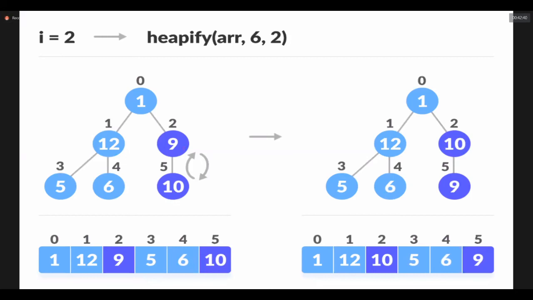Complete binary tree and complete balanced binary tree are different. In a complete balanced binary tree, each node has two children. That's a complete balanced binary tree. This is a complete binary tree only.